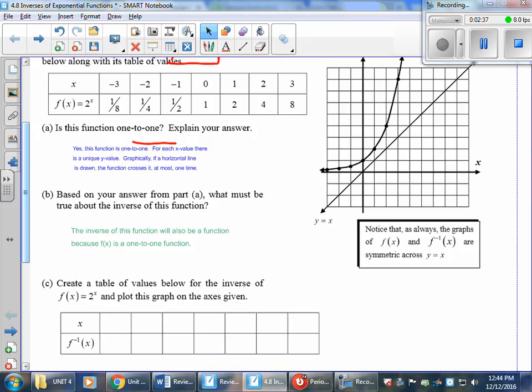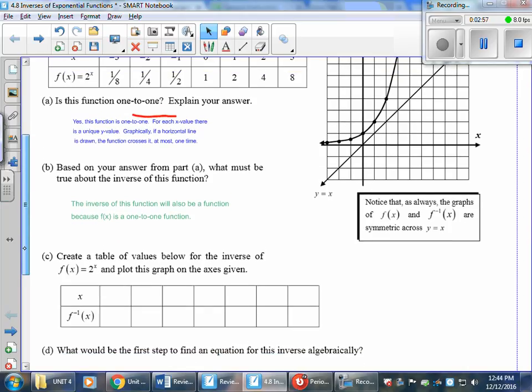On the right, it says, notice that as always, the graphs of f of x and f inverse of x are symmetric around the line y equals x. So that's the line that's shown there in the middle. So when we get to the bottom, we start graphing this. It should be symmetric around that line, and you can always put it in to make sure that that's happening.